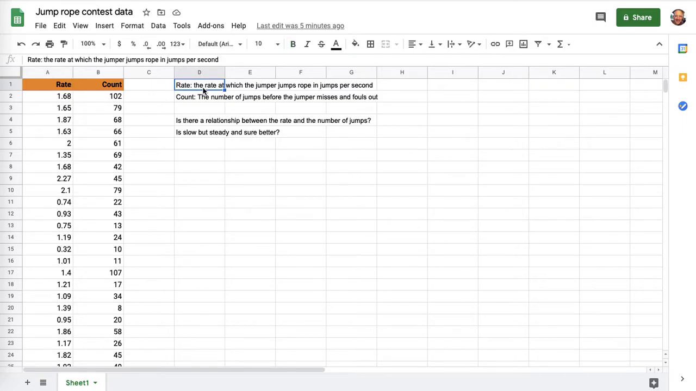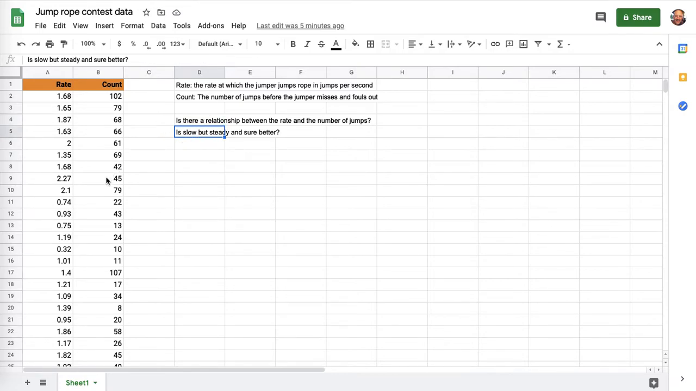The rate is the rate at which the jumper jumps rope in jumps per second. You can see the rates here, anywhere from 0.74 or 0.32 jumps per second, up to two or even more than two jumps per second. So this would be a fast jumper at 2.27, 0.32 a slow jumper. Is there any relationship here between the rate and the number of jumps made?